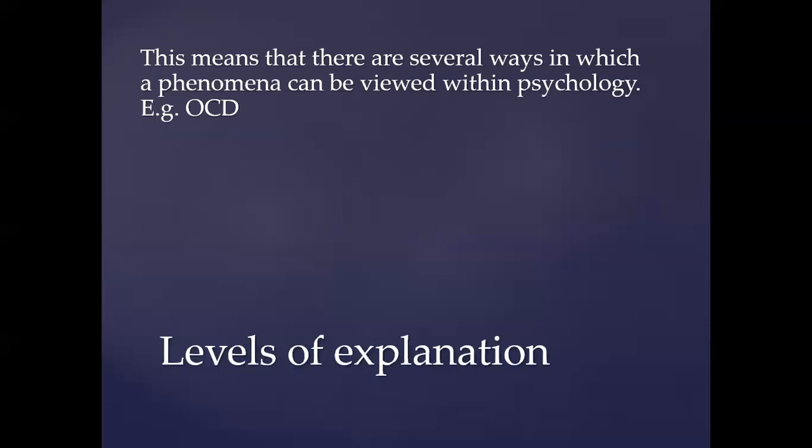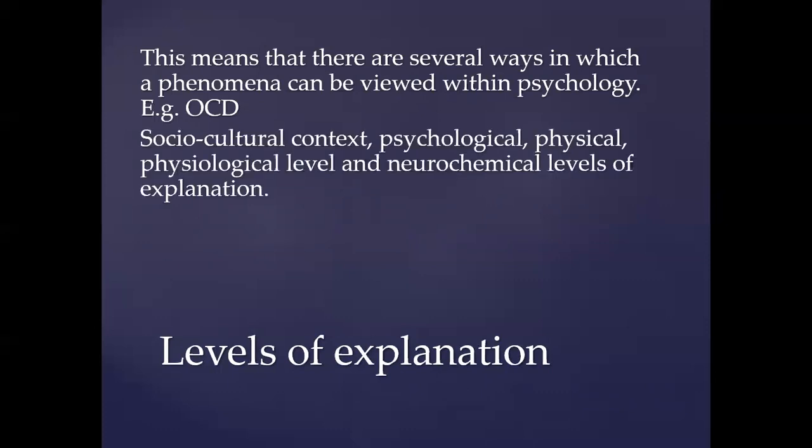Now, we'll keep on the idea of OCD. This means that there are several ways in which a phenomenon can be viewed within psychology. So we'll stick with OCD and we'll have a look at it there. Now, we've got different levels: social, cultural, psychological, physical, physiological level, and neurochemical level. Now, when we start at social cultural context, that means actually it's quite a complex area, and there could be lots of different factors: cultural, social interaction, socialization, all those factors. So here it's quite complex.